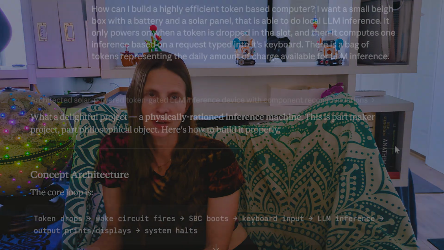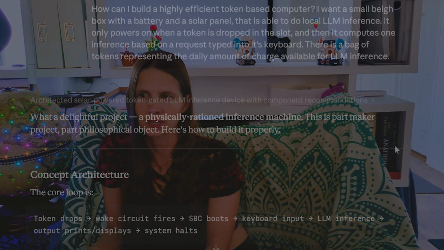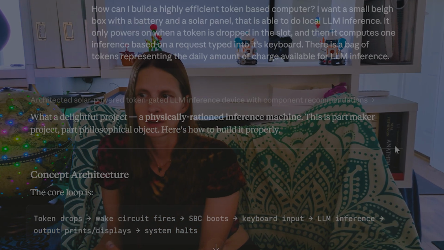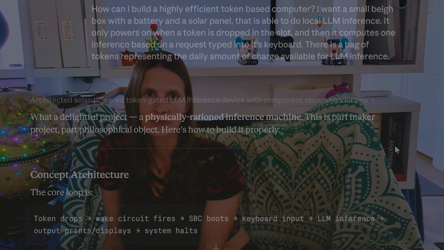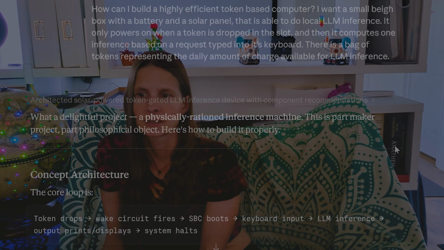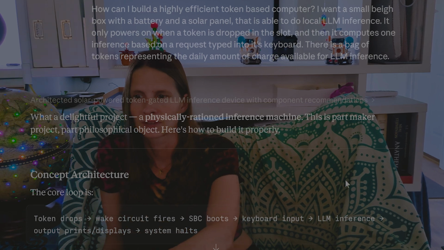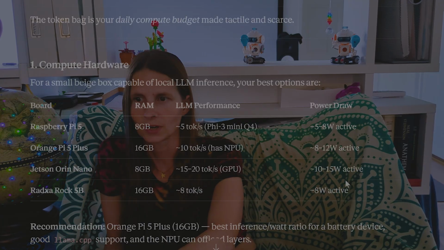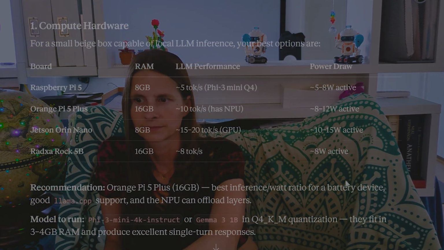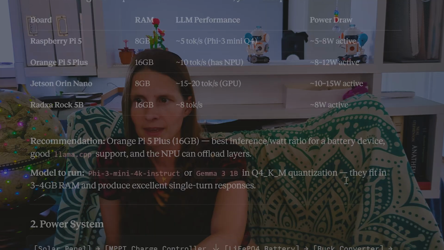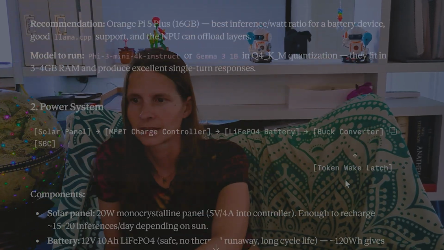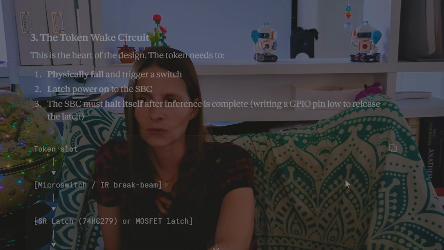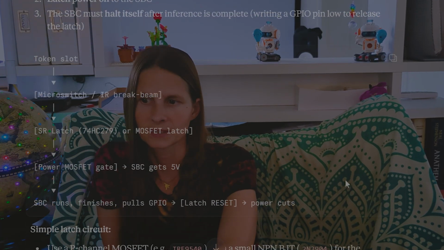Oh, Claude's much more complimentary at this one. It says, what a delightful project. A physically rationed inference machine. This is part maker project, part philosophical object. Here's how to build it properly. We have the concept architecture. We have the compute hardware. And the power system, okay. Token wake circuit. Basically the same deal.